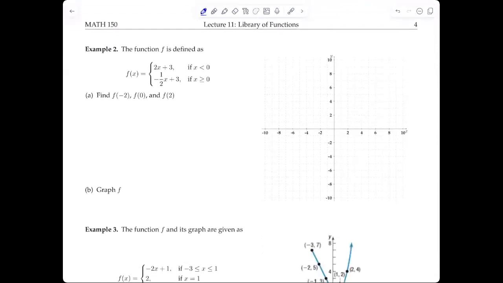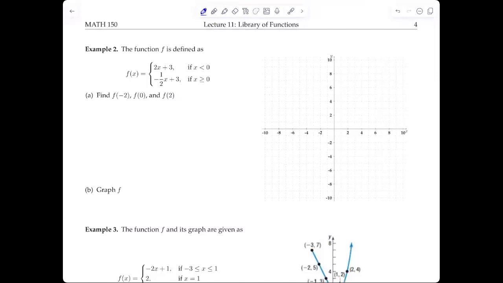Function, example 2. So the function f is defined with this formulation. So f of x is equal to 2x plus 3 if x is less than 0, and equal to negative 1/2 x plus 3 if x is greater than or equal to 0. Now, it's a little bit different for piecewise defined function when you evaluate the output of the functions, right? Given some input. So in this case, they ask you to calculate f of -2, f of 0, and f of 2. And depending on the input, you may have to use a different function. You with me on that?